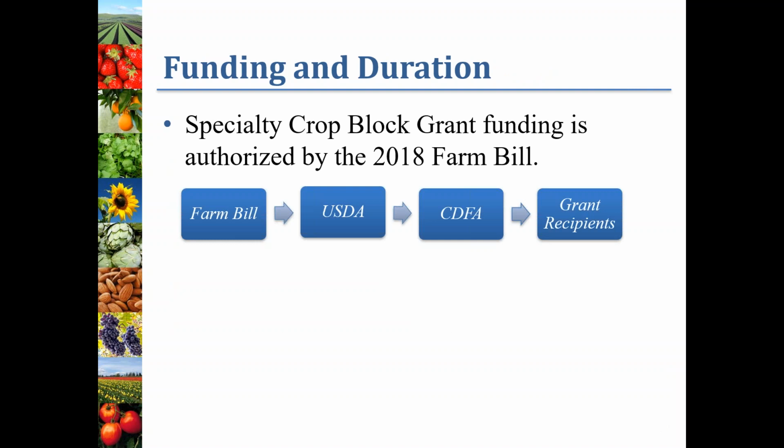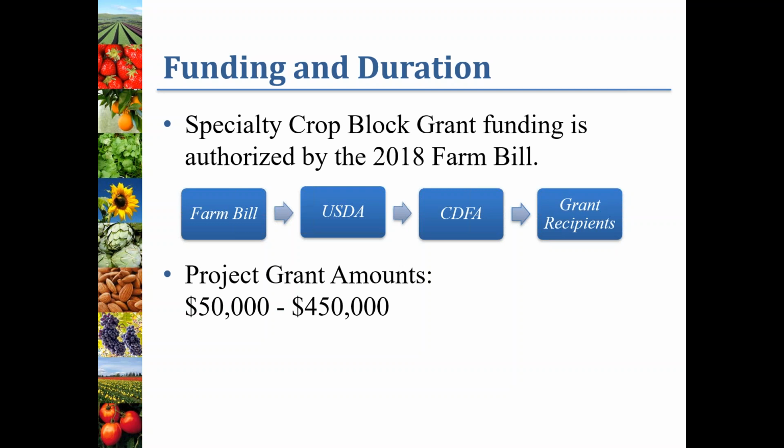This is how the funding works for the program. USDA receives funding from the Farm Bill, and then approved funding goes to CDFA. CDFA then subawards funds to recipients. In 2019, CDFA received approximately $22 million. Expecting roughly the same amount this year, CDFA will award grant funds to projects ranging from $50,000 to $450,000.